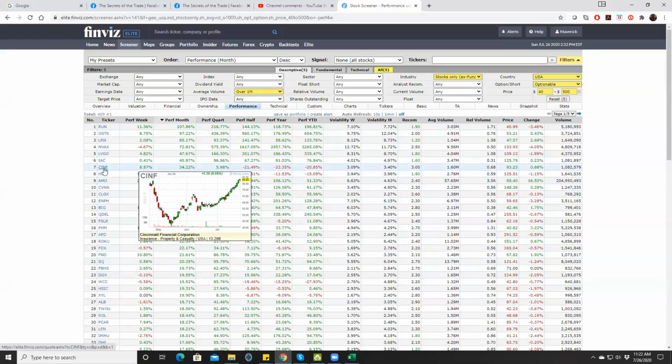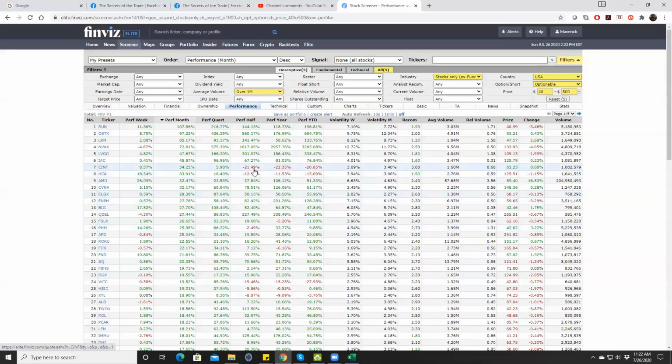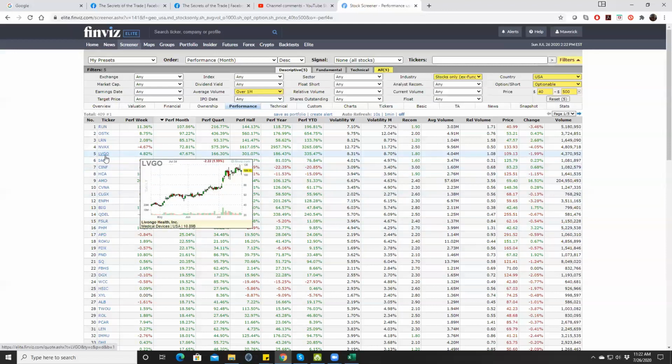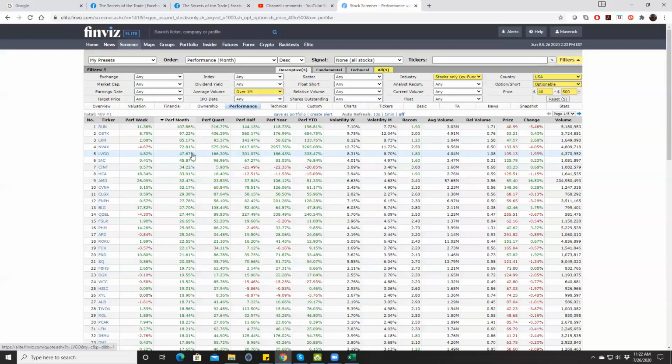You can see that the chart looks really, really good. It just broke out of a recent high over the last 3 months. So it may be a really good opportunity. But I try and stay away from these stocks. If I can get a stock like LVGO that's had a good performance weekly, monthly, quarterly, and over the last half year, that to me is a stronger stock than something that has not had a great performance.